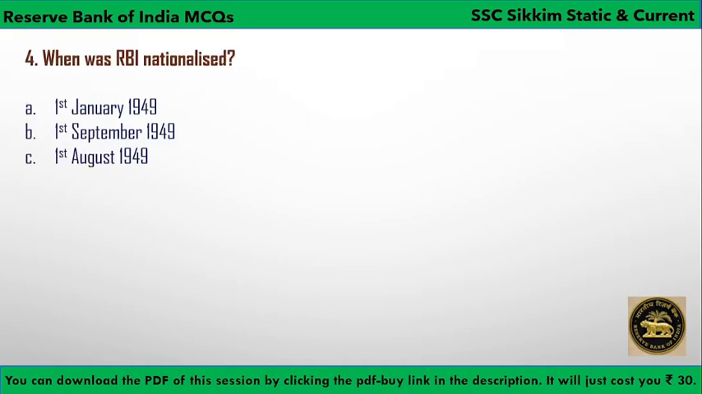Next question, when was RBI nationalized? So a pretty straightforward question. The options are, is it 1st January 1949, or is it 1st September 1949, or is it 1st August 1949? The correct answer to this question is 1st January 1949. So RBI before 1st January 1949 was a private bank, and then it was nationalized, means it was brought under government from 1st January 1949.